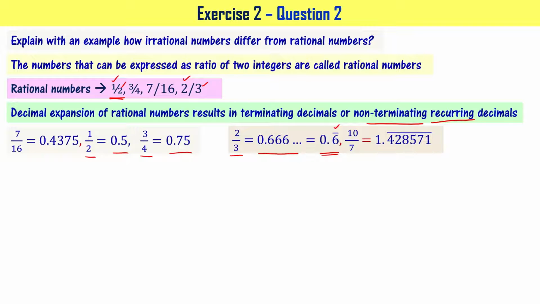Right? Similarly, 10 by 7 can be written as 1.428571 with over bar on 428571. It means it is going to be a non-terminating recurring decimal, right? So you understood now, when you have rational numbers, you express them in the decimal form as terminating decimals as shown here, or non-terminating but recurring decimals as shown here.